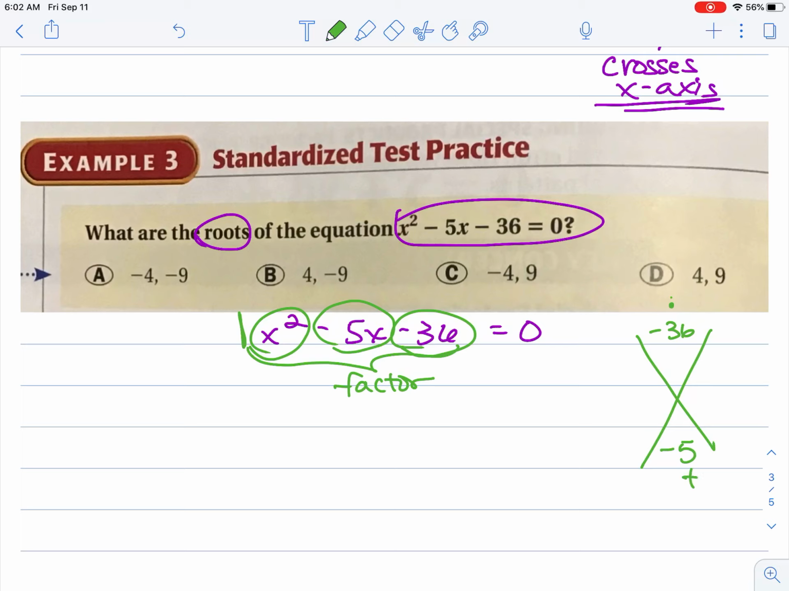So let's list our factors. 1 and 36, 2 and 18, 3 and 12, 4 and 9, and that's it. So let's see which of these could make a 5, either adding or subtracting. Okay, so I see that 4 and 9 can make a 5 by subtraction. And because our 5 here is negative, we know one of our factors has to be negative, and it has to be the bigger one. Whatever sign this bottom factor is, make your bigger factor that same sign.